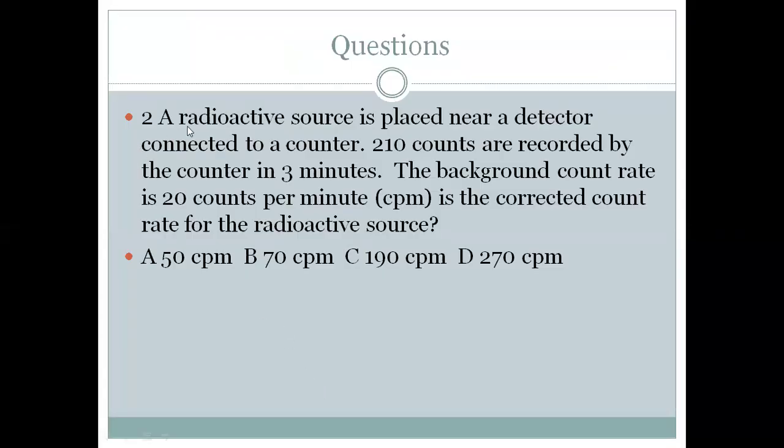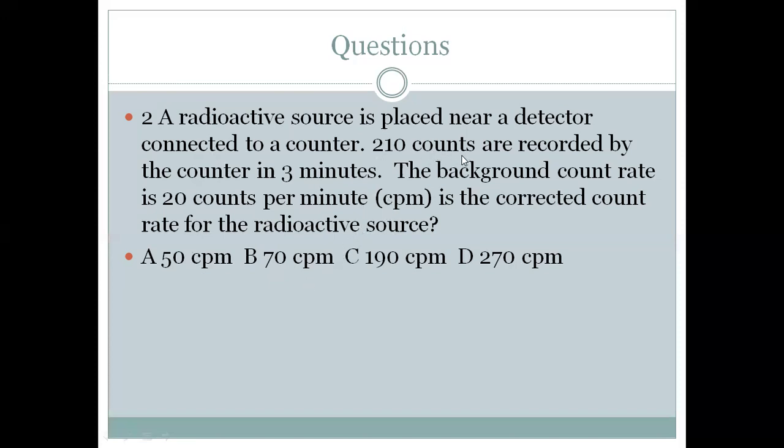Okay, so there is another question. A radioactive source is placed near a detector connected to a counter. 200 counts are recorded by the counter in 3 minutes. The background count rate is 20 counts per minute. What is the corrected count rate for the radioactive source? There is some missing part in the question. Anyhow, you have to find out the corrected count rate.